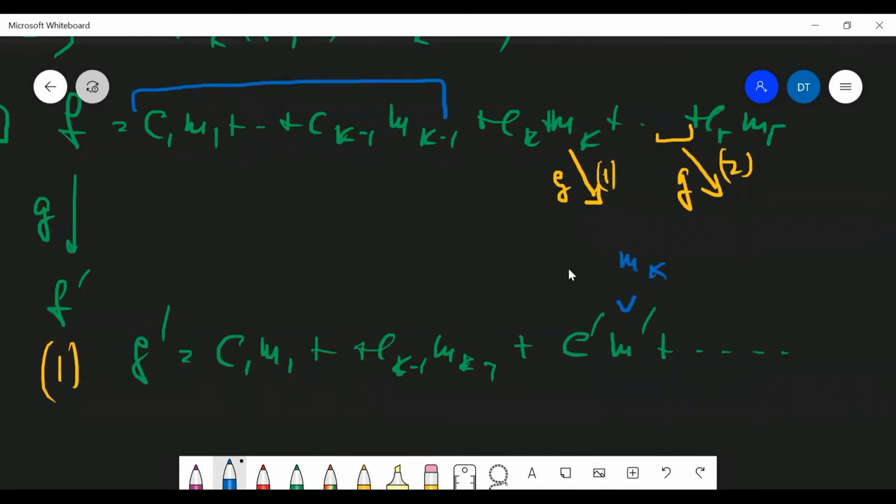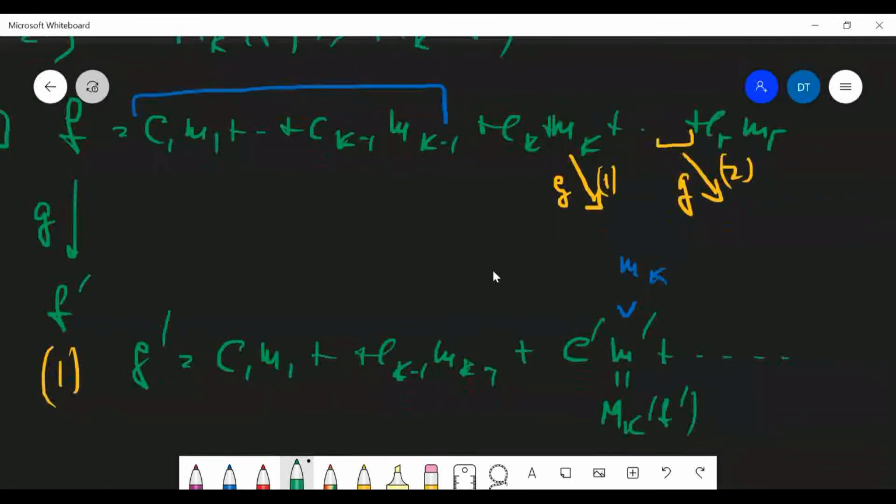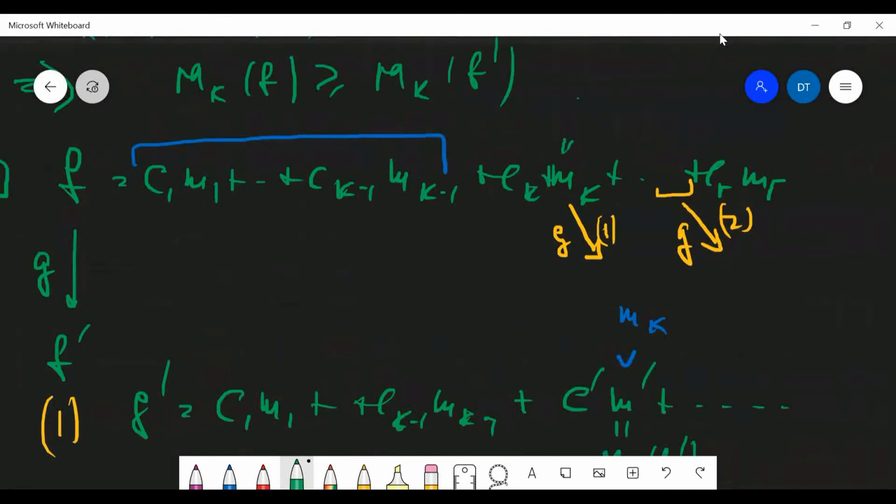So in this case, this guy is mk of f prime. By definition, this is the kth highest monomial, and mk is by definition mk of f. In this case, it's strictly larger than mk of f prime. So in this case, we're done.